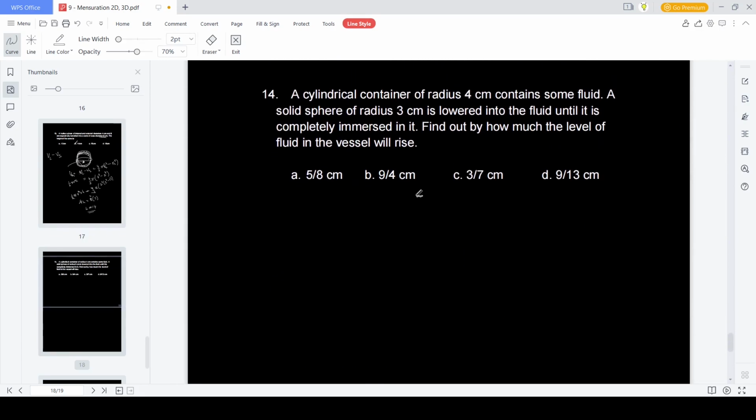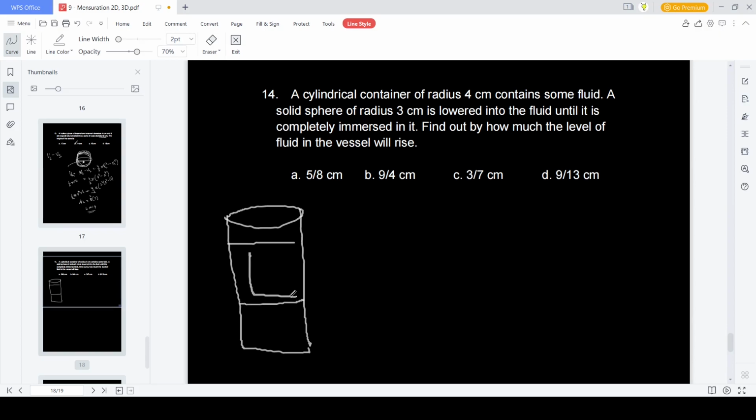Next question. A cylindrical container of radius 4 centimeter contains some fluid. A solid sphere of radius 3 centimeter is lowered into the fluid until it is completely immersed. Find out by how much the level of the fluid will rise. This is basically an application of Archimedes' principle: suppose you had some liquid and you put some body in it, the level will rise such that the whole volume will accommodate the volume of liquid plus volume of the body immersed in it. So we will find out that only.